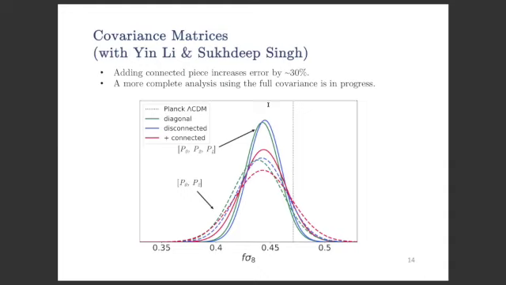I am also doing a more complete analysis using the full covariance, which includes off-diagonal and connected pieces, which are important on small scales. For now, as a preliminary analysis, we get the connected pieces by running PCA on 3x3 blocks of the multipoles. We found good agreement between the analytic covariance and the covariance from 1,000 Patchy mock simulations. Adding these connected pieces increases the error by about 30%, but this is quite preliminary.